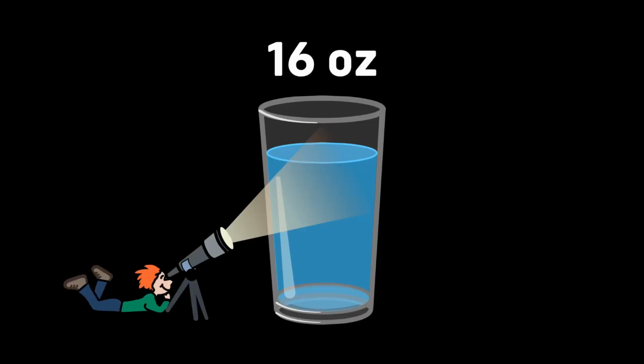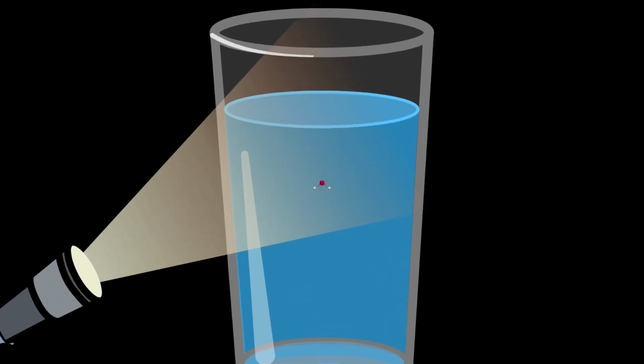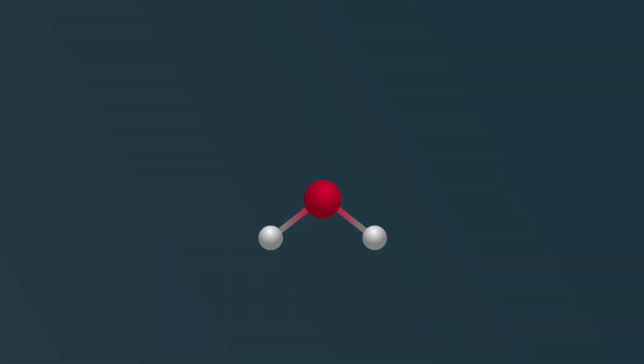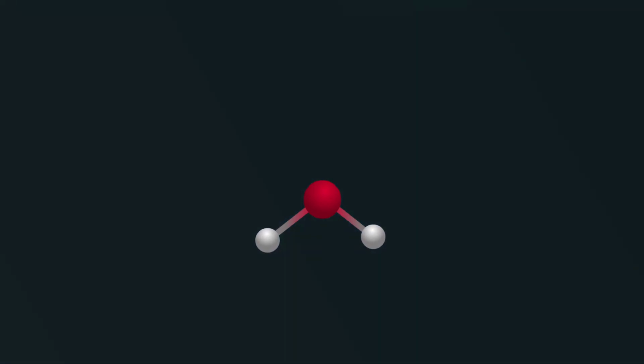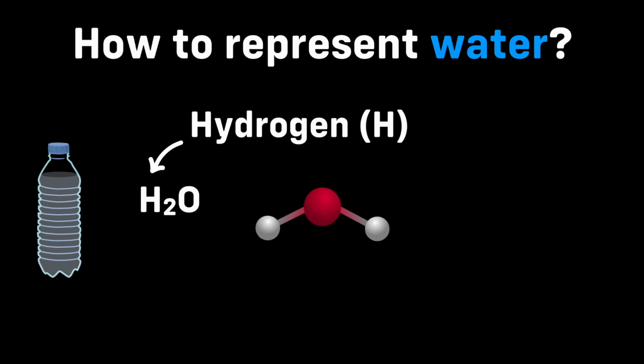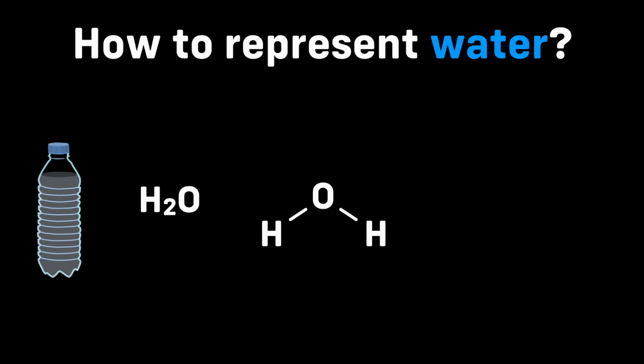Consider water. There are 16 billion quadrillion water molecules in a 16-ounce glass of water. So let's zoom in. The water molecule has 2 hydrogens bonded to 1 oxygen atom. We can write its formula as H_2O. Another option is to show bonds with solid lines.